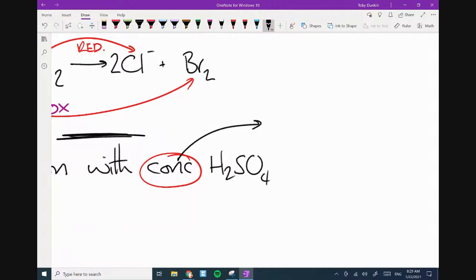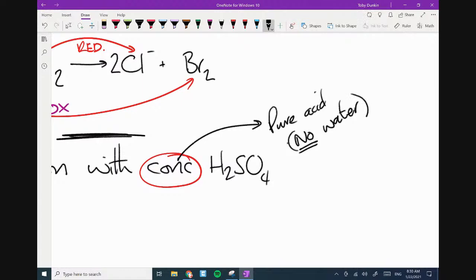This is no water at all. It's actually less than 0.5% water, or no water at all. That's actually the better way of looking at it. Conc acid means pure acid. Yeah, no water at all.